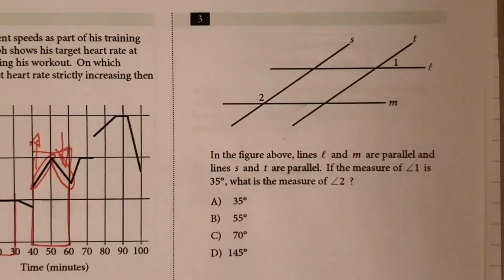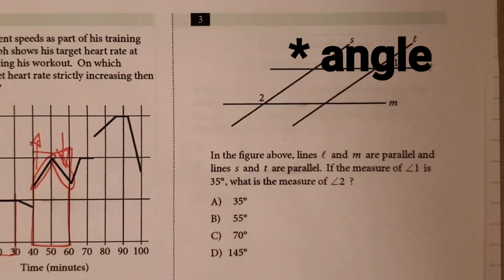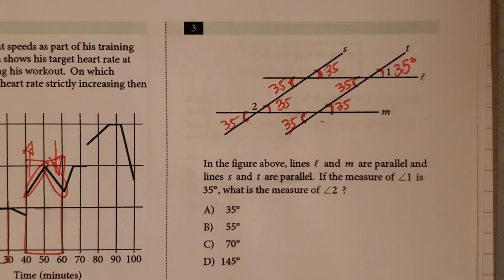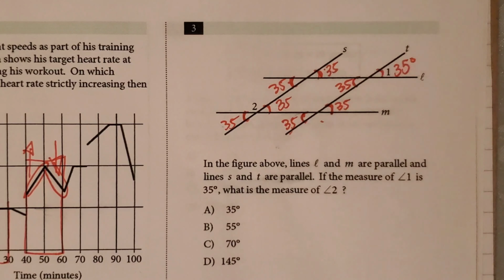Question 3 states, in the figure above, lines L and M are parallel, and lines S and T are parallel. If the measure of angle 1 is 35, what is the measure of angle 2? Our first move is to label angle 1 as 35 degrees. We also know that opposite and congruent angles are equal, which means these are also equal to 35. Another thing we know is that all straight lines make 180 degrees, which means these equal 180.